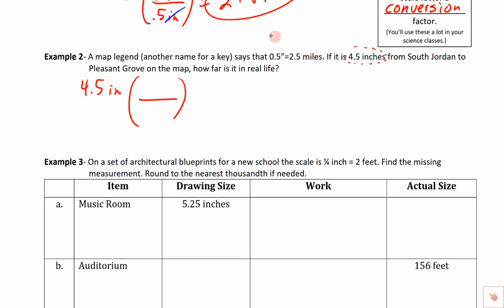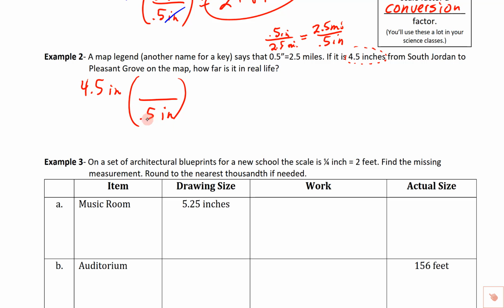Are we going to do the 0.5 inches on the top and 2.5 miles on the bottom, or are we going to do the 2.5 miles on the top and the 0.5 inches on the bottom? Well, you guessed it, just like the last one, we're going to put inches on the bottom because that will allow us to do the cross cancellation here.